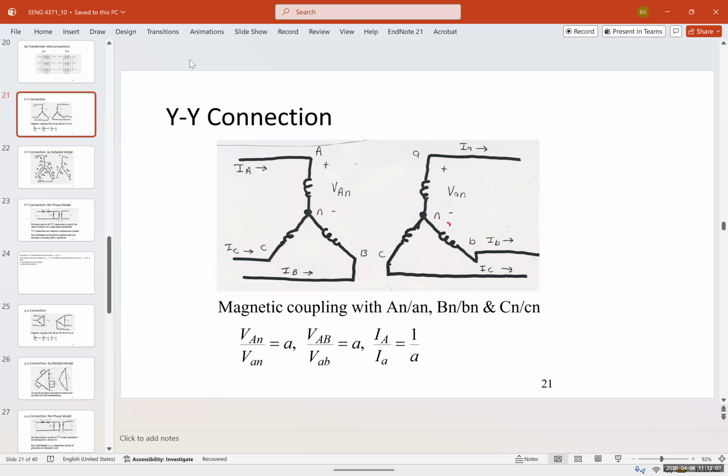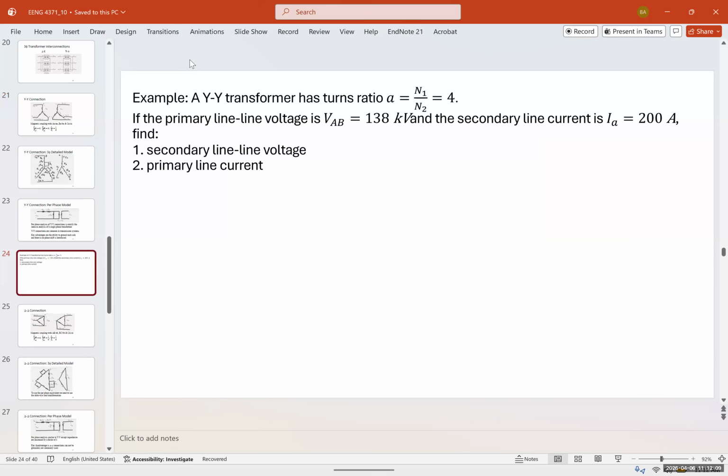Did you write it down? Okay. So again, exactly like a single phase.